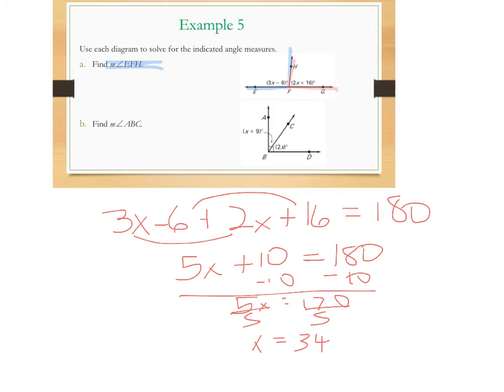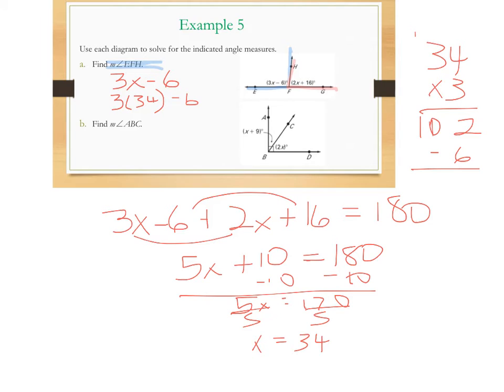They wanted EFH. EFH was the 3x minus 6. I'll replace x with 34. Multiply 34 times 3. I get 112. No, I'm sorry, 102. And then I'm going to subtract 6, and I get 96. So the measure of EFH is 96 degrees.